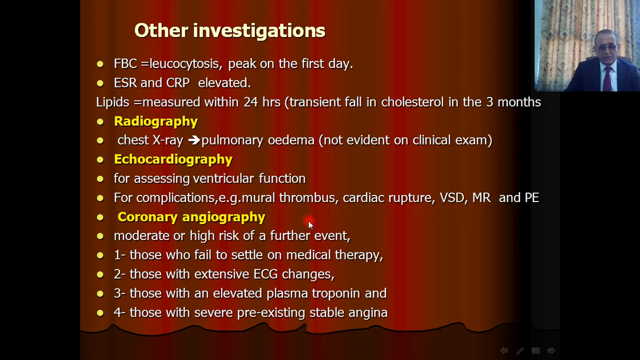This actually is for postgraduate or for 6-year students who are listening to this video. Coronary angiography is done in moderate to high risk patients when they have a risk of further event. Who are these patients? Those who are not settled on medical therapy, those with extensive ECG changes, those with elevated plasma proteins, and those with severe pre-existing stable angina.